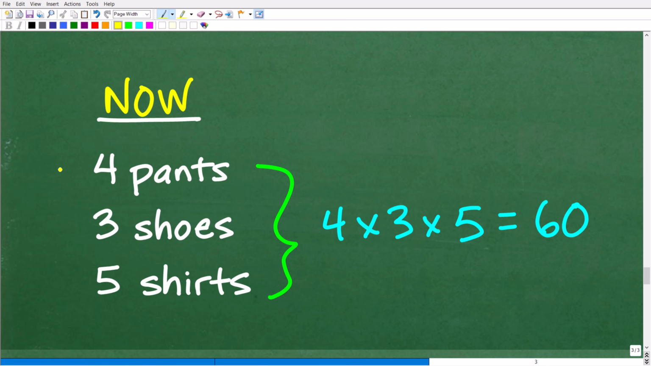Okay, so right now we have four pants, three shoes, five shirts. So how many different outfits can we make? Well, it's pretty much just 4 times 3 times 5. So 4 times 3 times 5 is 60.